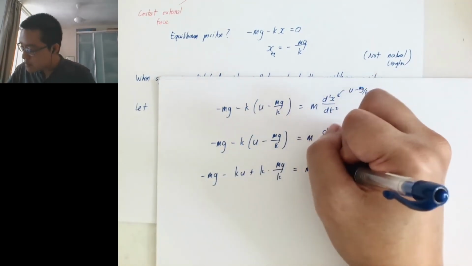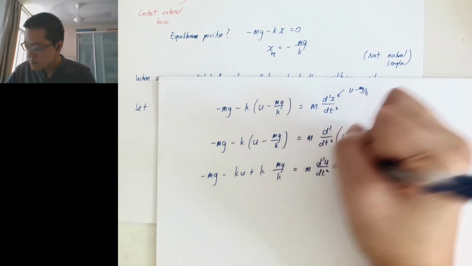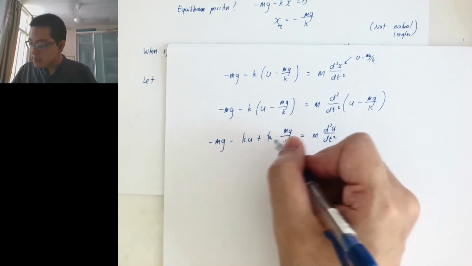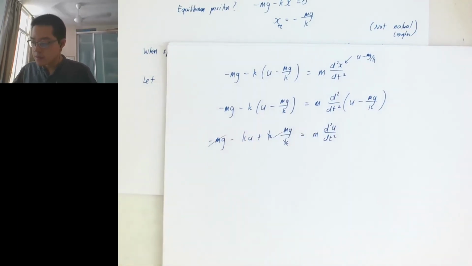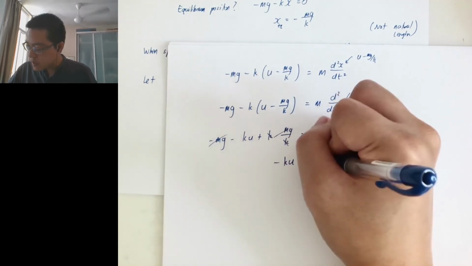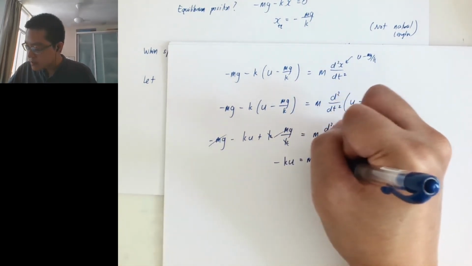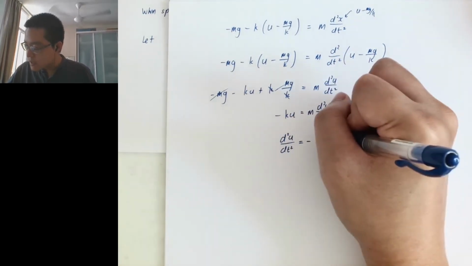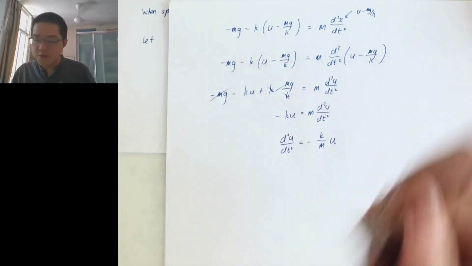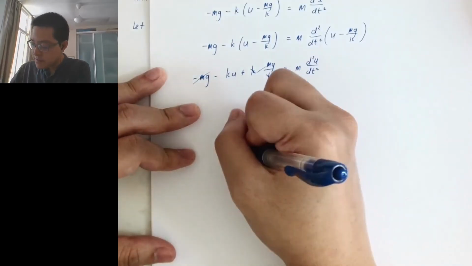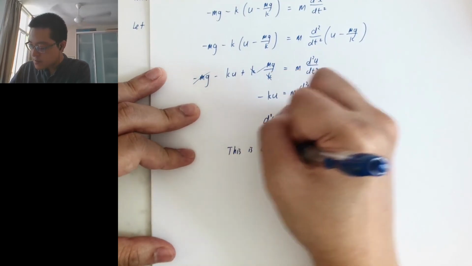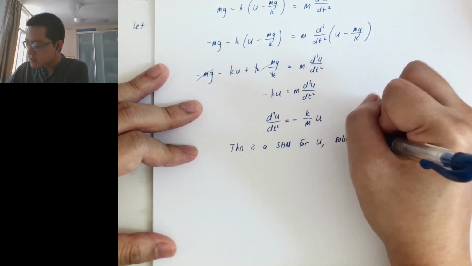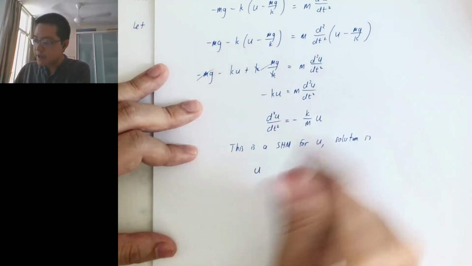So I have m d2u dt squared. Okay, the k and k will cancel, and then this positive mg cancels with negative mg. So I got negative ku equals m d2u dt squared. In other words, the second derivative is equal to negative k over m times u. So this is a simple harmonic equation for u.